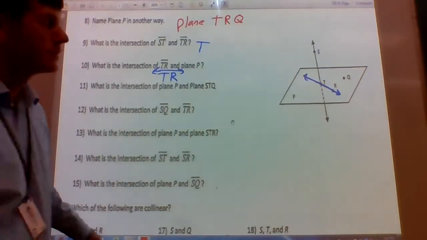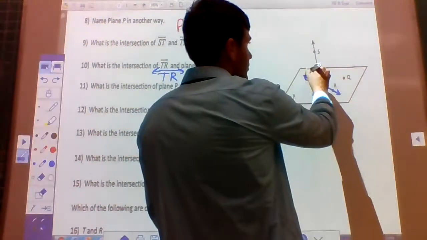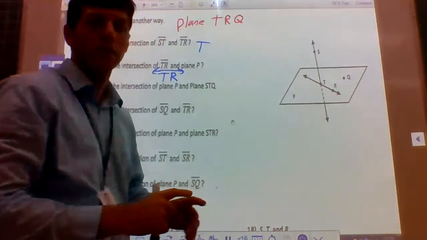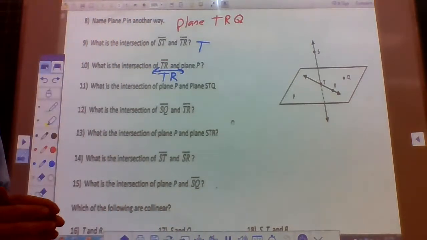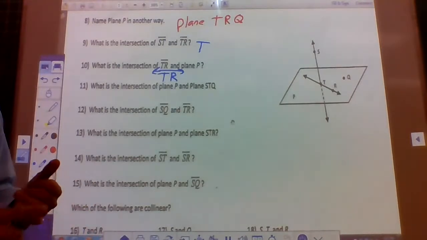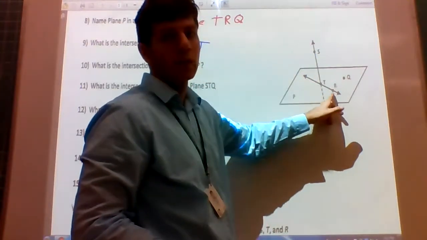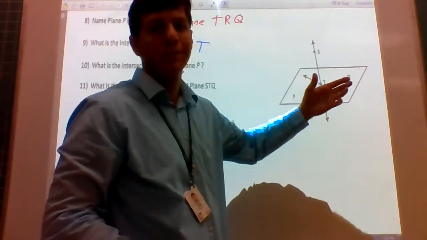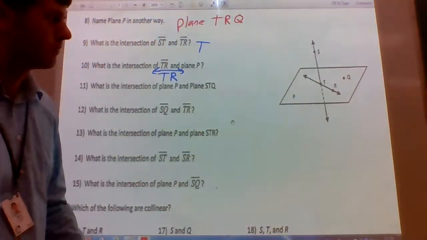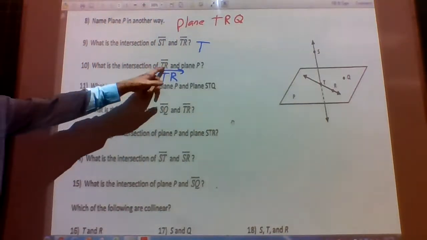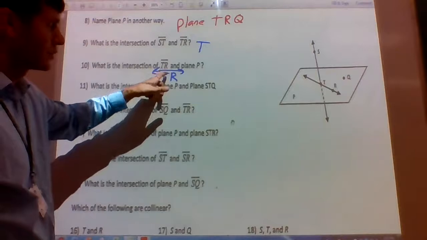Right? When two lines meet, they intersect at a point. When two planes meet, they intersect at a line. When a line intersects a plane, they can intersect at a point, like this line does because it's coming up through, or it can intersect on the whole line because the line is contained in the plane. It's part of the plane. So for that one, this line is in the plane, so the intersection is the entire line.